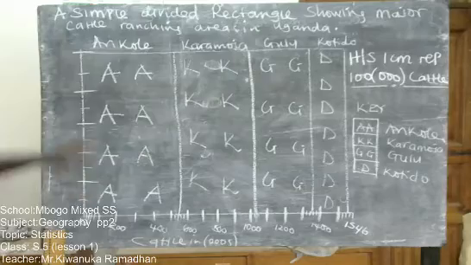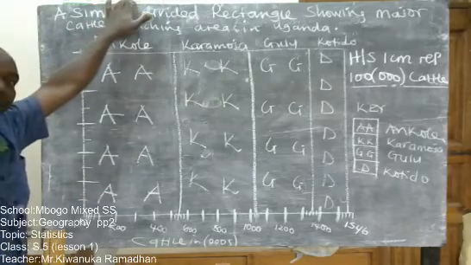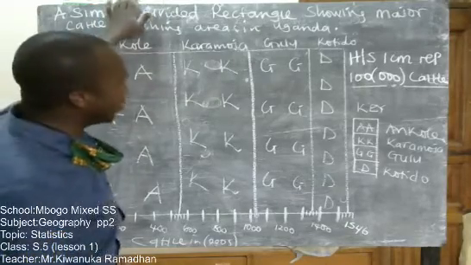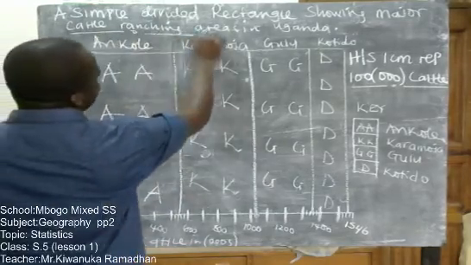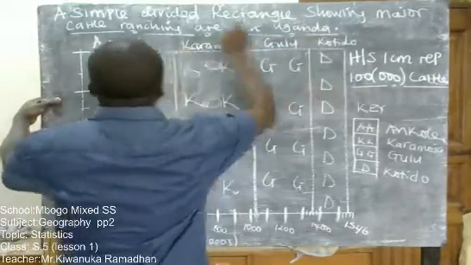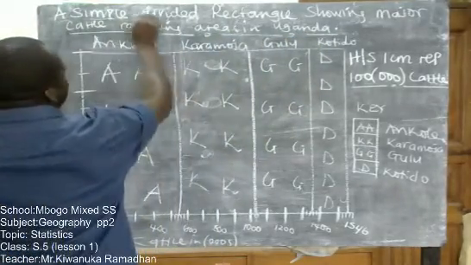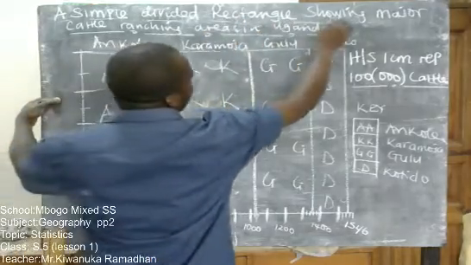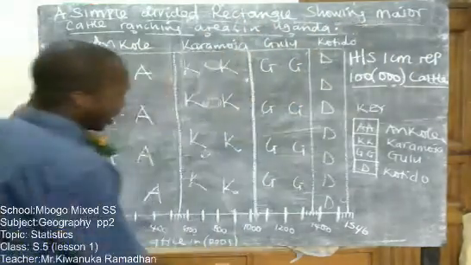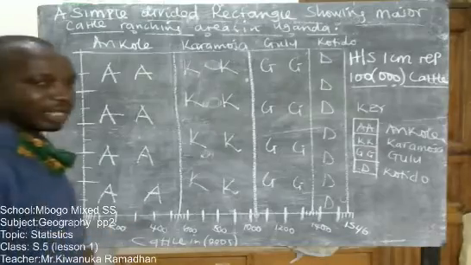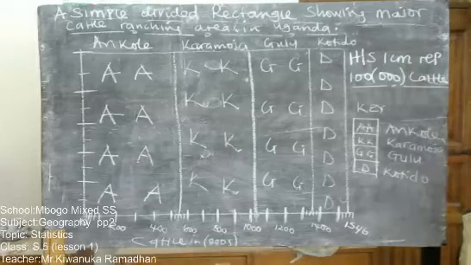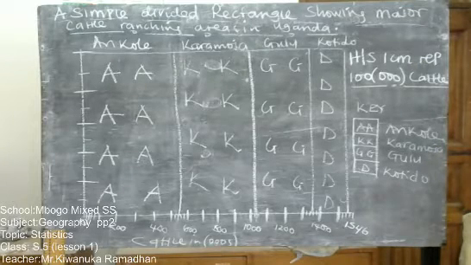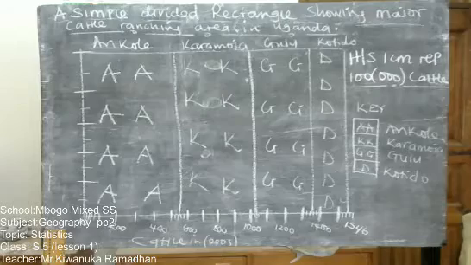Like I have said, if it is in small letters, then as a must we have to underline it. If it is in capital letters, then one may not need to underline it. Mine is in small letters, so I have to underline it. So that is our simple divided rectangle showing major cattle ranching areas in Uganda.